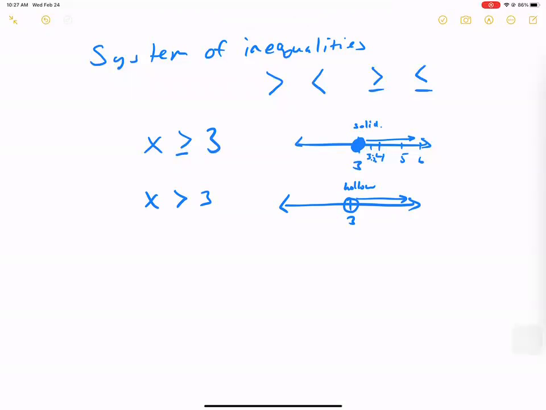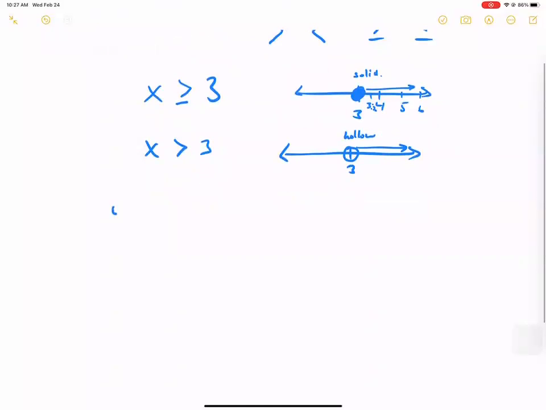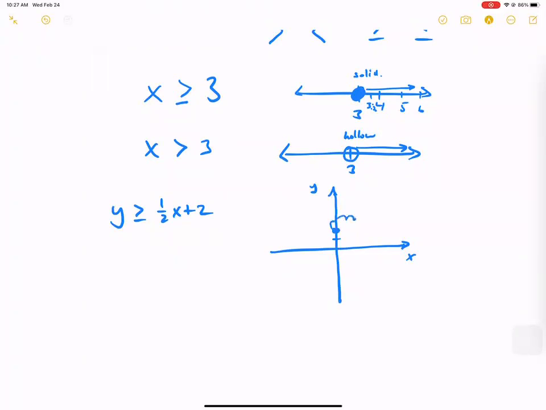Now, when we graph this as a graph, we kind of changed it up. We said y is greater than or equal to 1/2 x plus 2. Let's go ahead and graph that. Since it's the x and y plane, not only are we looking at x's, but also the y's. We graphed it as y is greater than, so 1, 2, put a dot. And the slope is rise 1, run 2, put a dot. And then we have a solid graph here.